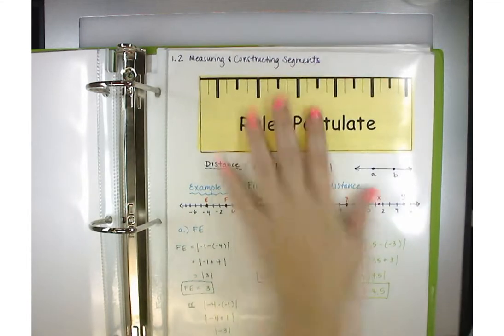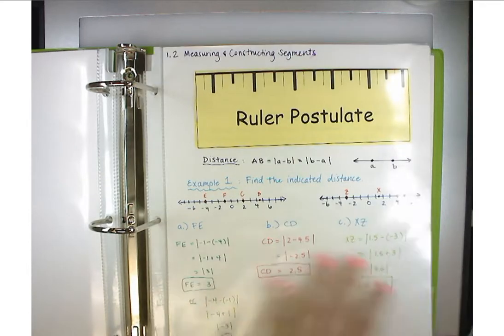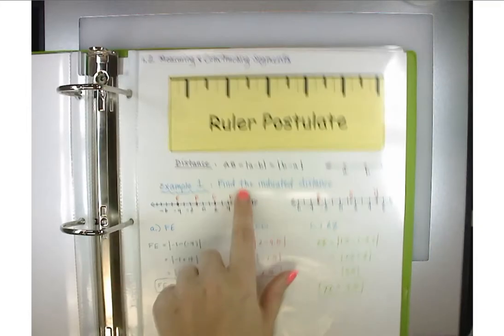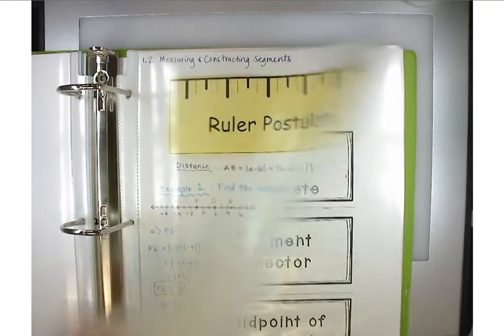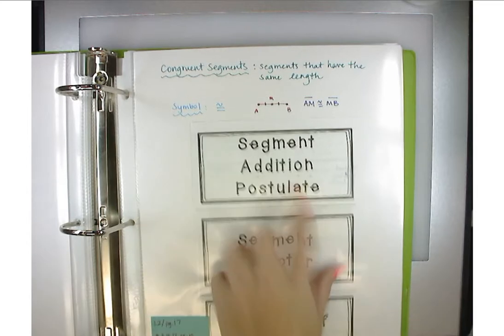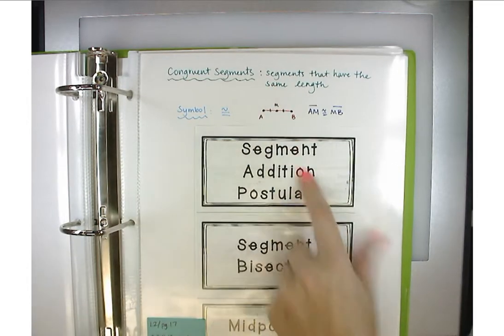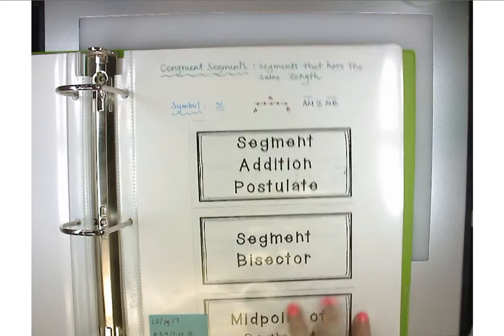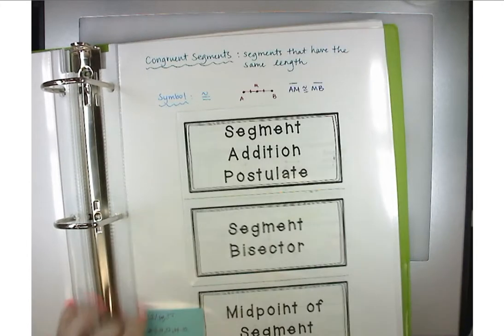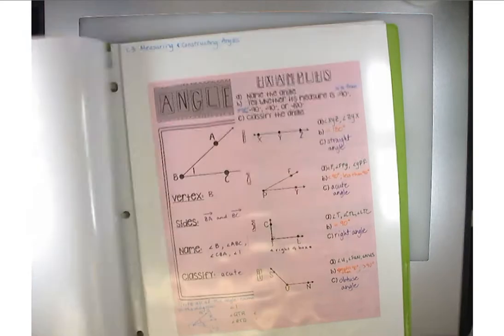That's 1.2, Measuring and Constructing Segments. So we have the ruler postulate foldable, and then we also have our example. Nothing on the back page there. This is on the next front page where we talk about congruent segments. And then we have our foldable with the segment addition postulate. That is the end of 1.2.